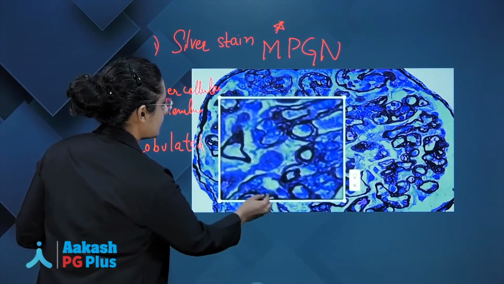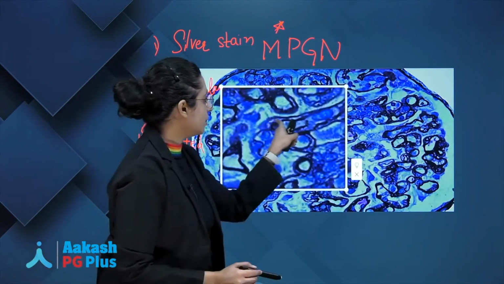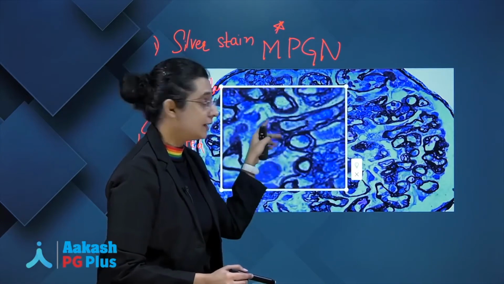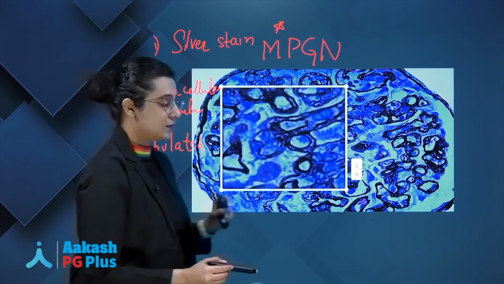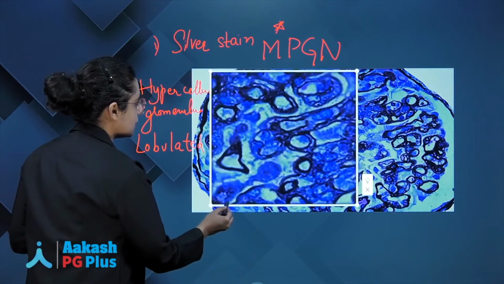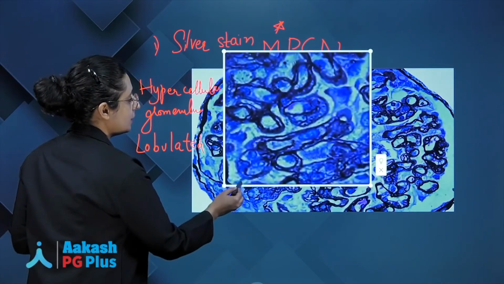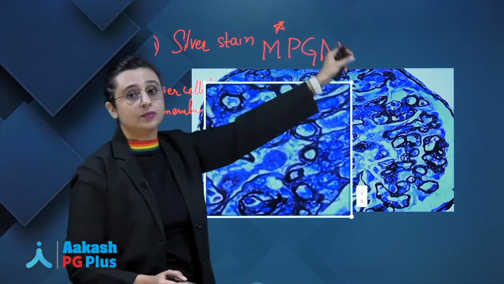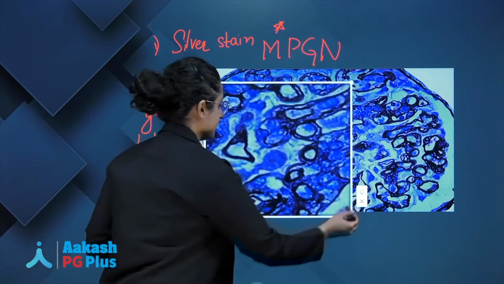And you can see splitting of basement membrane. This is basement membrane visualized with the help of a silver stain, and you can see splitting of the basement membrane. I hope you are clear with the concept of splitting of basement membrane, which is seen on silver stain in case of membranoproliferative glomerulonephritis.